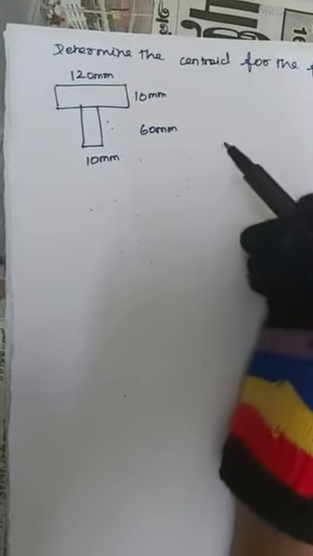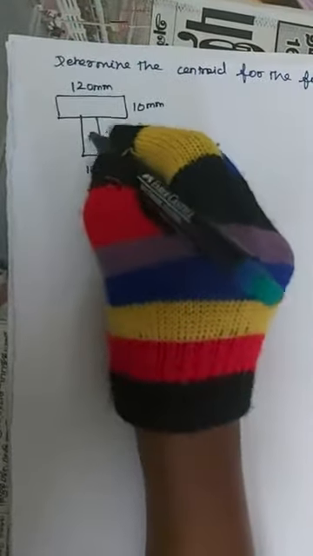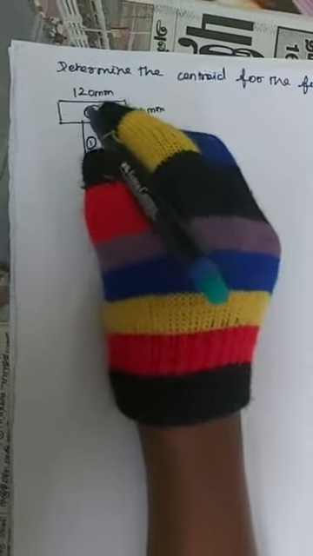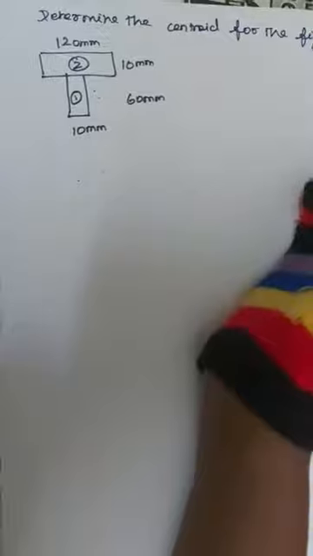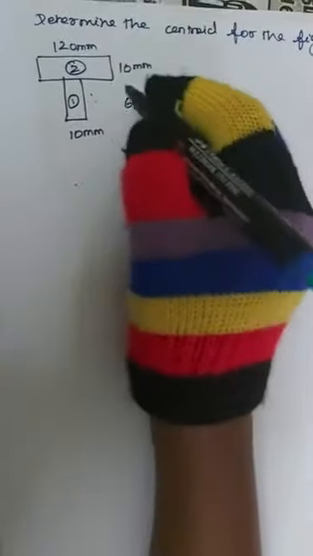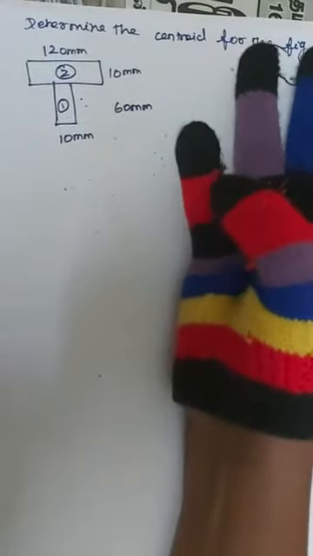Okay, so now we'll go to the problem. Determine the centroid for the figure shown. So what is this? First of all, it's a T section. It's a combination of two rectangles. Already you know the formula for a rectangle. What are x bar and y bar? x bar is b by 2, y bar is d by 2. That we already know.